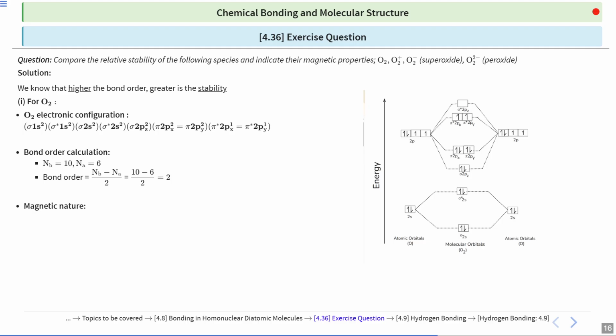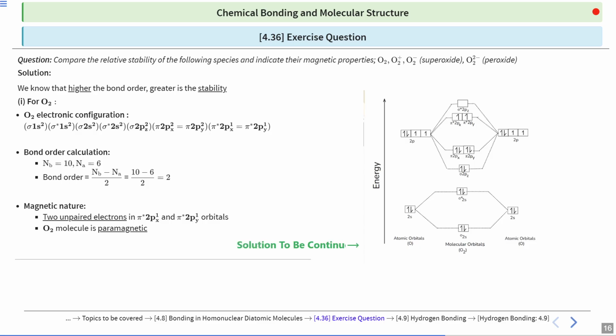What about the magnetic nature? We have seen it. If it has unpaired electrons, it will be paramagnetic in nature. Now, let us try to calculate it for O2 plus.